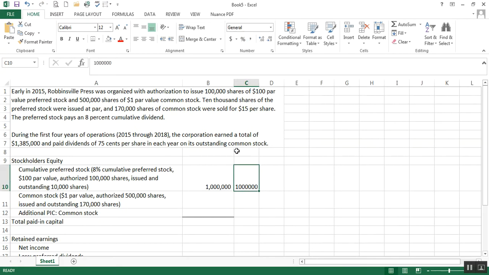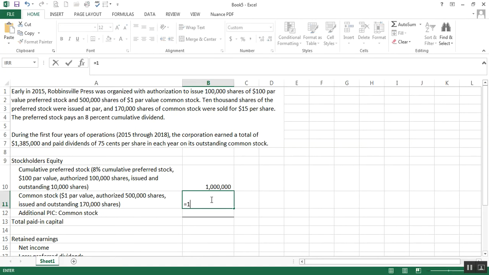Okay? And make sure you fix your formatting so that it's easier to read when I'm grading. And also for an end user, you should always have commas in there. It's a lot easier to read. So when I go to do the common stock, it's going to be the $1 par value times the 170,000 shares outstanding. So it's 170,000.